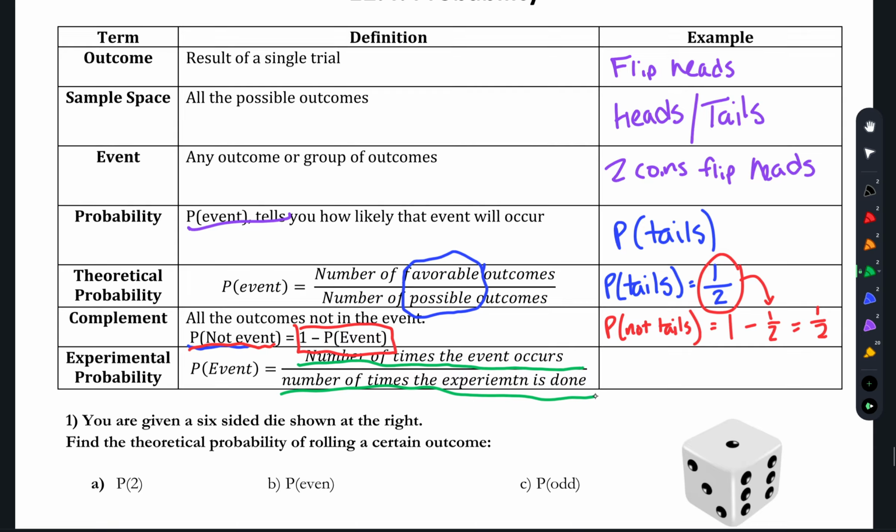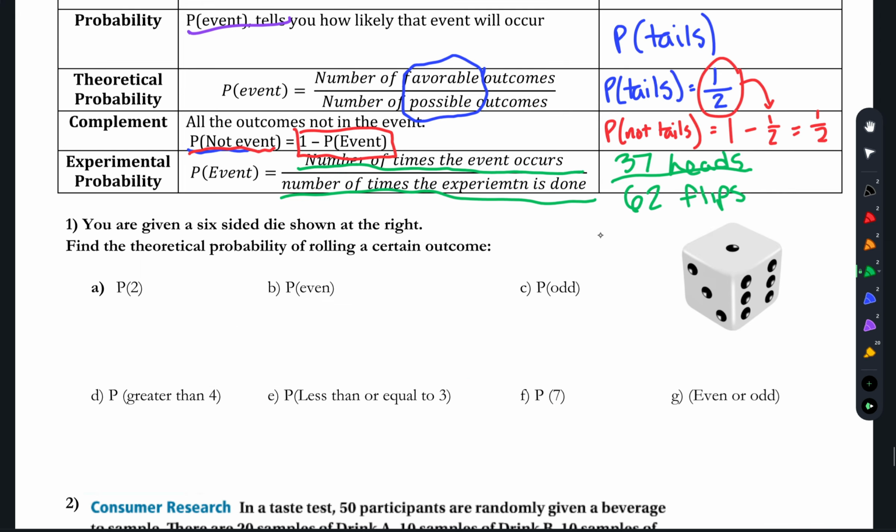So for example, let's say that we're flipping a coin. Let's pick a random number. Let's say I flipped this coin 62 times. And let's say out of those 62 times, I ended up flipping heads 37 times. So the experimental probability of me flipping heads in a coin flip is 37 out of 62, which isn't exactly 1/2 like our theoretical probability would state it should be. Okay? Experimental probability and theoretical probability are not always the same. Does that make sense? Okay.